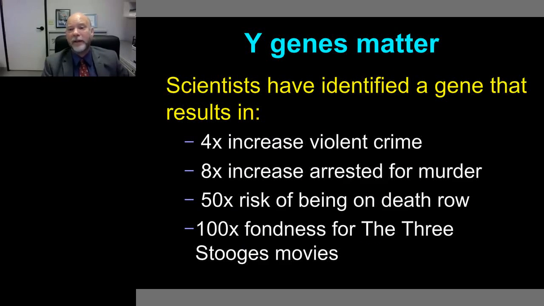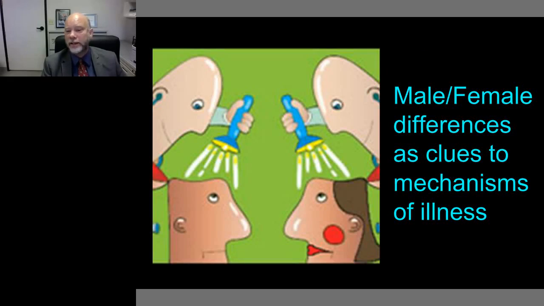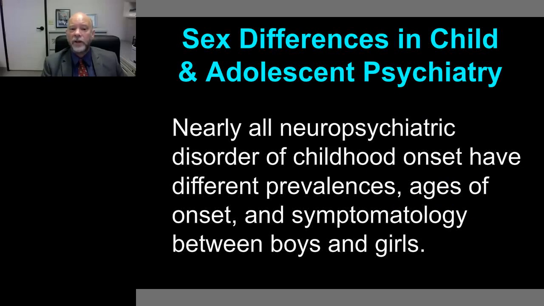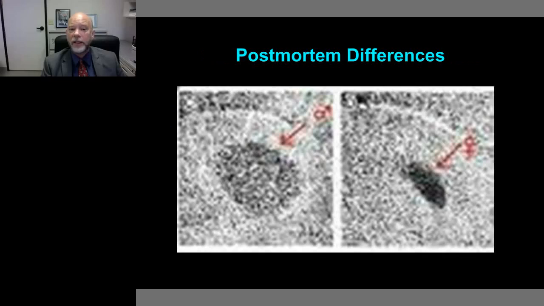The genes matter. This is one of the most profound: a 4-fold increase in violent crime, 8 times increase in being arrested for murder, 50 times the risk of being on death row. I made up the last one, but of course this is the Y gene and male-female differences, which isn't to say who's better, but it's a huge clue for the biology, because everything I study as a child psychiatrist is different between boys and girls, men and women. We try to understand how these differences in healthy, typical males and females might relate to the illnesses. But the brains of males and females are overwhelmingly more alike than different. But these subtle differences do have an effect.